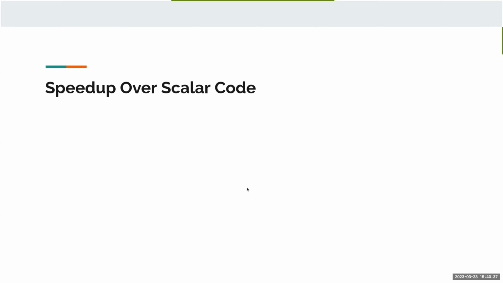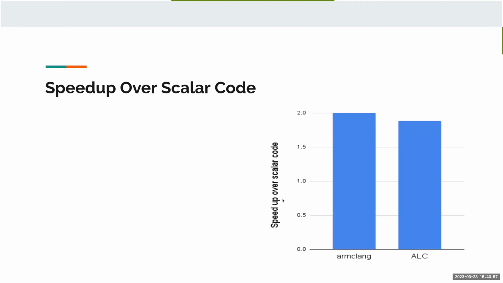Okay, so we measured the speedup that we get for both ALC and ARMClang vectorization over the scalar code, and the scalar code is the result of compiling the code with the Clang pipeline, but disabling the vectorization explicitly. When we do the measurements, we get something like this. You see that ARMClang vectorization is making the code 2 times faster, while ALC is making it 8.88 times faster than scalar code, which is quite significant, but it still is slower than ARMClang vectorization.